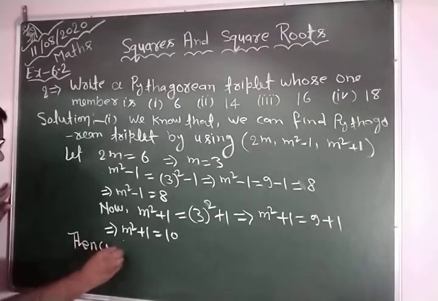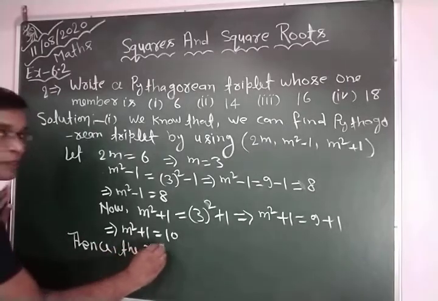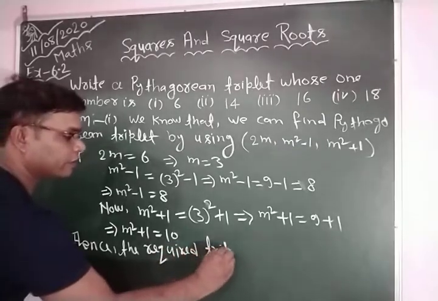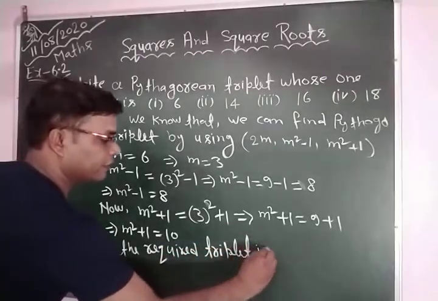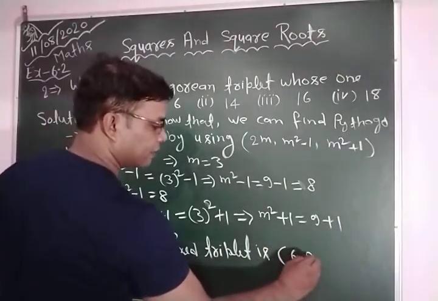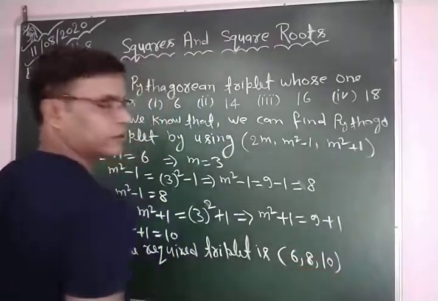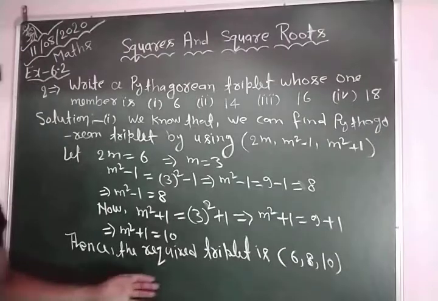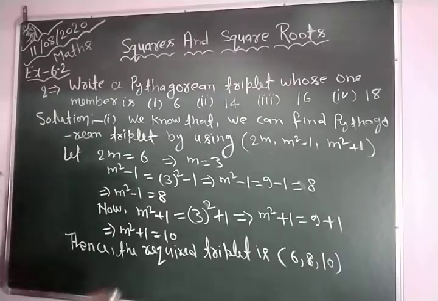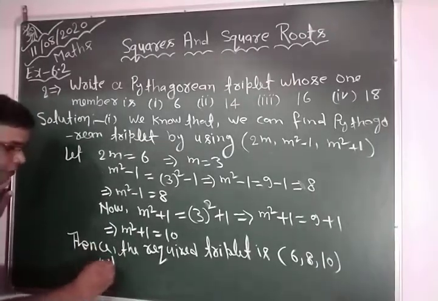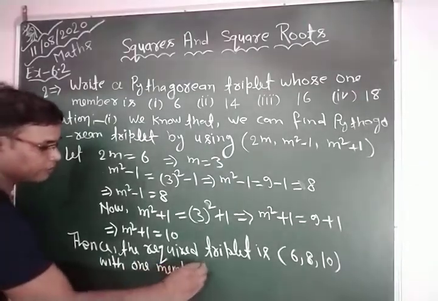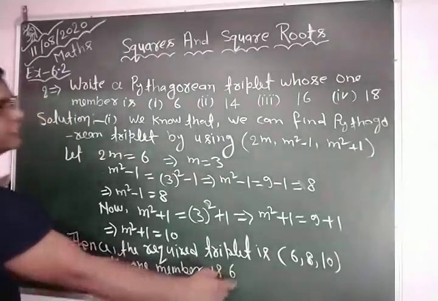So you can write here, hence the required triplet is 6, 8, 10. Okay, this is the required triplet 6, 8, 10, with one member being 6. This is given.